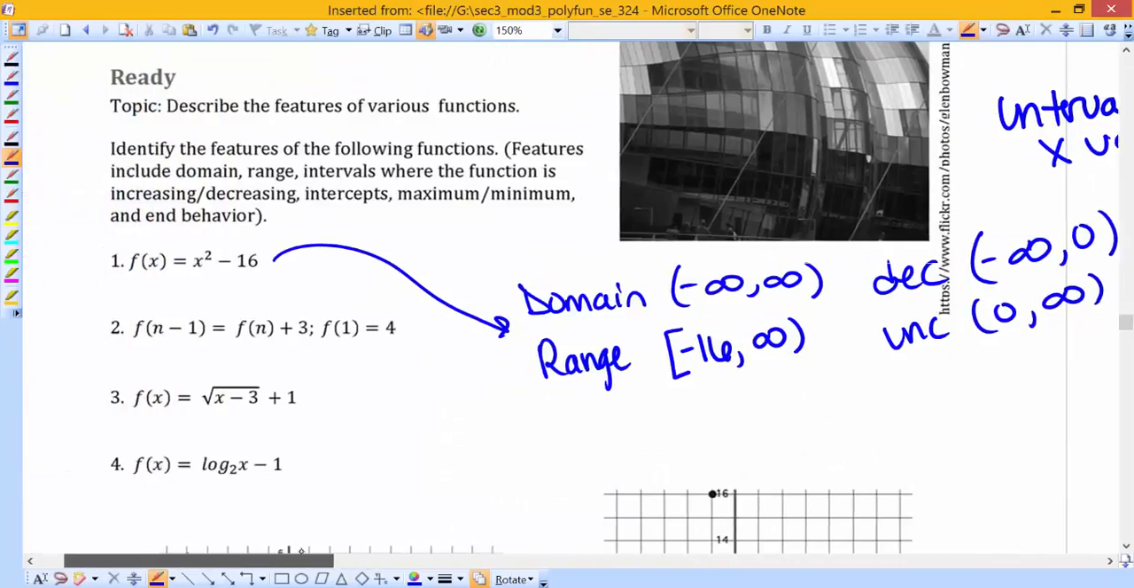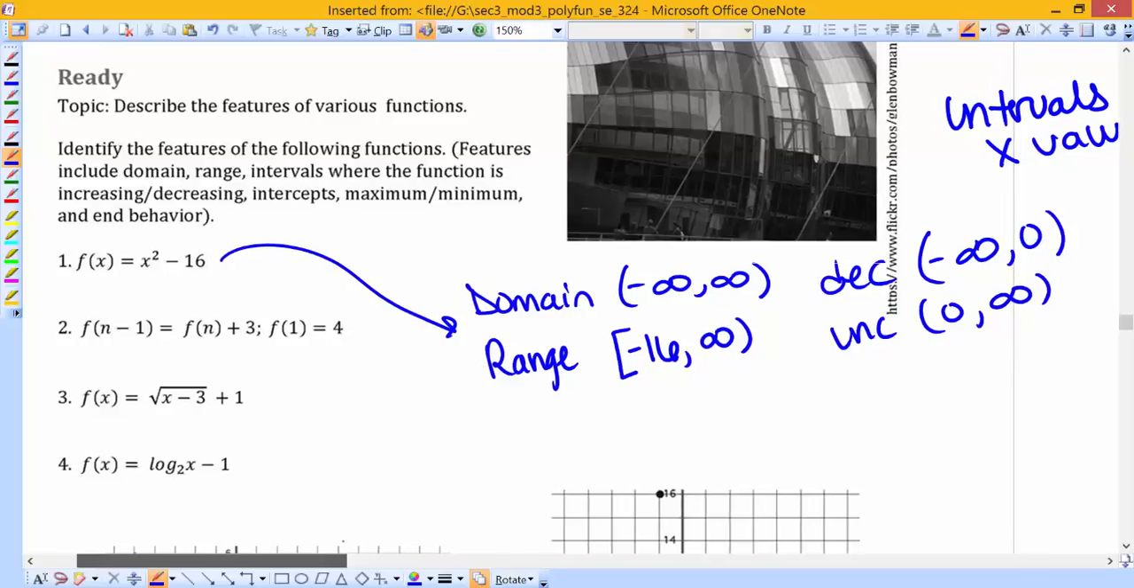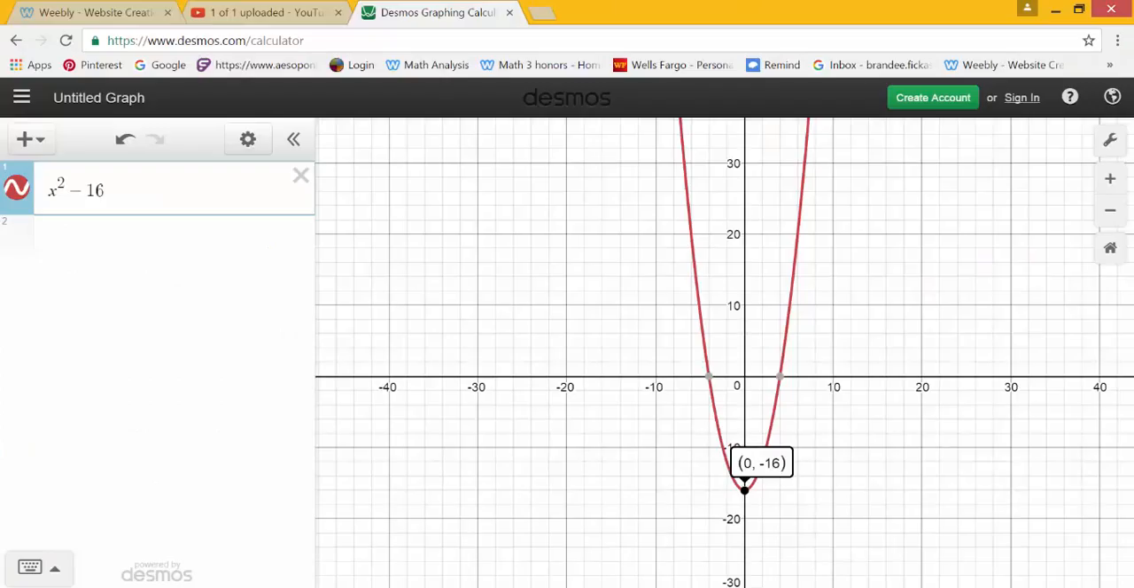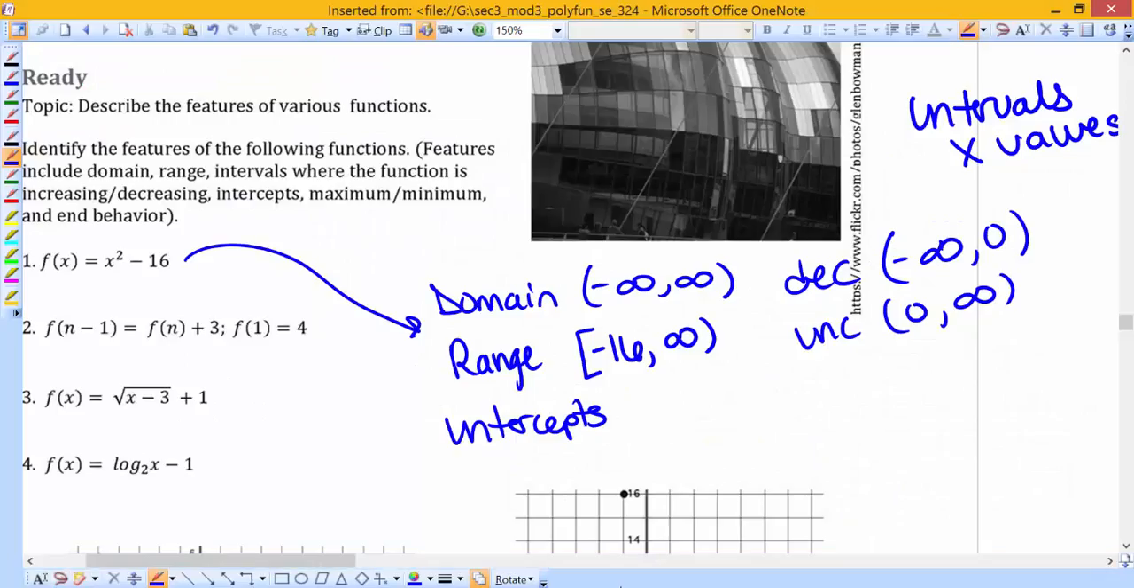Then it says I need to identify any intercepts that it may have. So intercepts. I go back to my graph. Here's an x-intercept, negative 4. Here's an x-intercept, 4. Here's a y-intercept, negative 16. So using Desmos, that makes this very easy for me. You guys can also factor. You can solve for x that way. But my intercepts were negative 4, 0, 4, 0, and 0, negative 16.